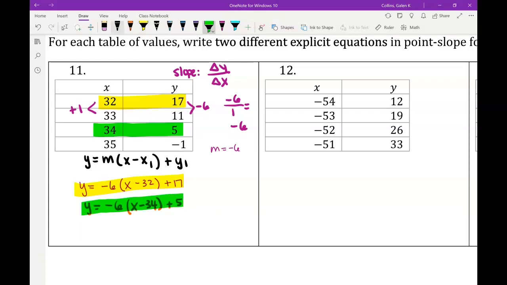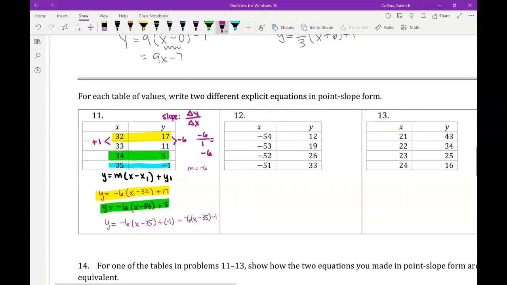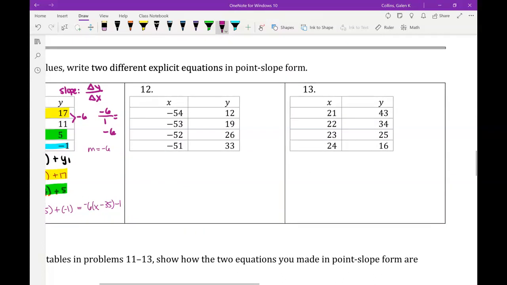All right, and then let's just do one more because I wanted to make sure we're careful when we've got a negative. So if I have y equals my slope times x minus 35, the value I'm adding is a -1. And so I could also just write that as -6 x minus 35 minus 1. So those would both be equivalent. All right, so I hope you get the gist. How about this? I will just quickly give you one solution for each of these next ones.